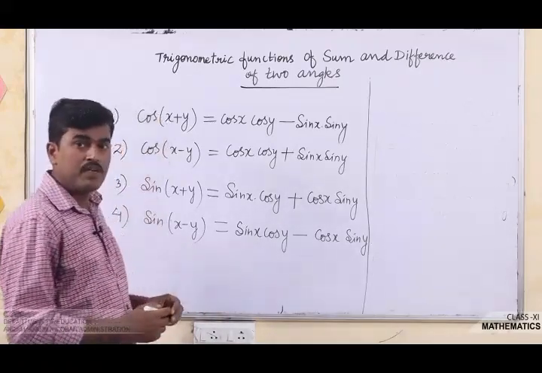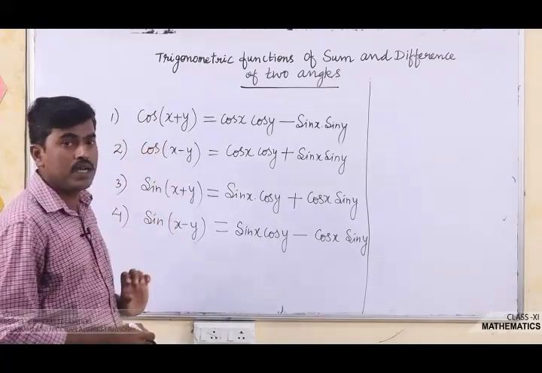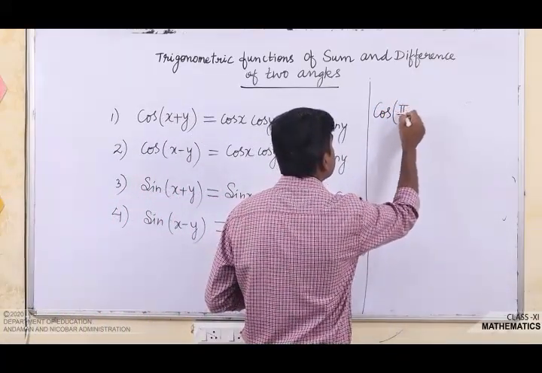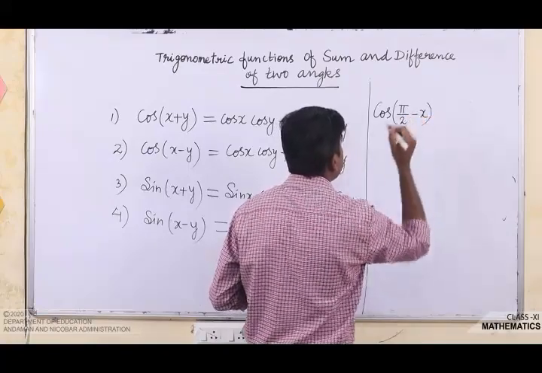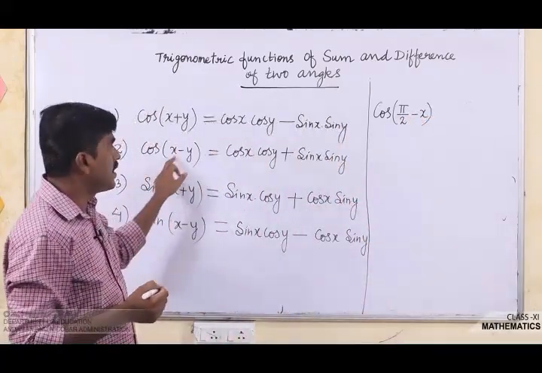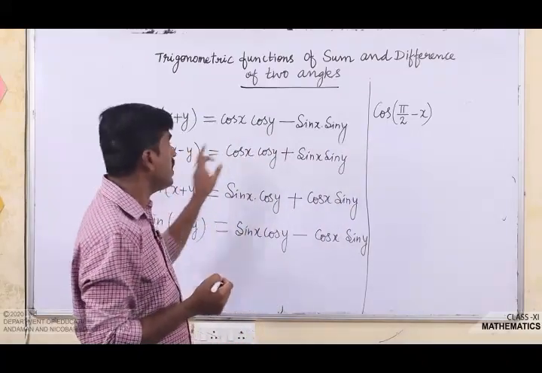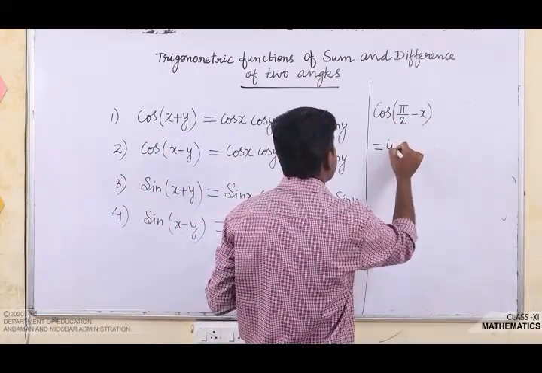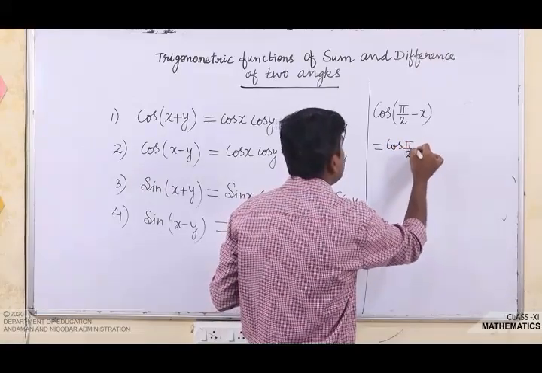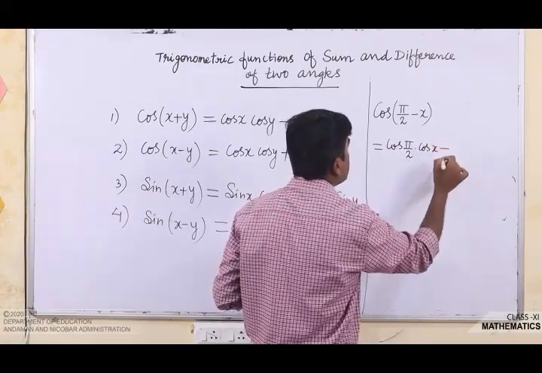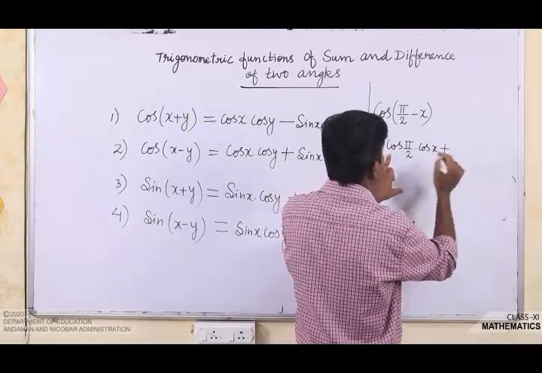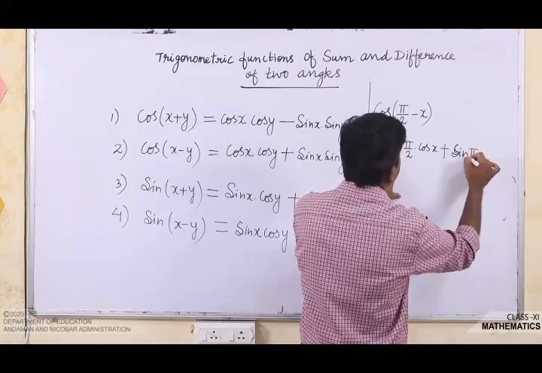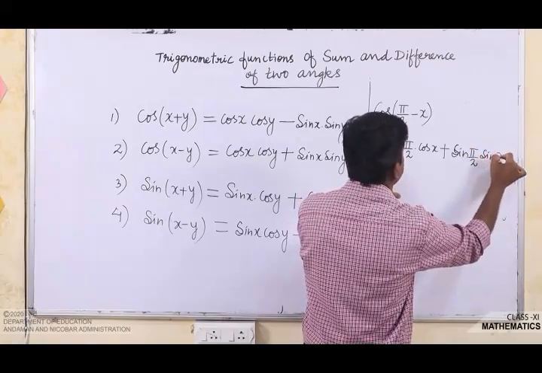Using the formula of cos of x minus y, we can also find the value of cos of pi by 2 minus x. So in the place of x, pi by 2 is there, and in the place of y, x is there. So we will write cos of pi by 2 minus x is equal to cos pi by 2 into cos x plus sin pi by 2 sin x.